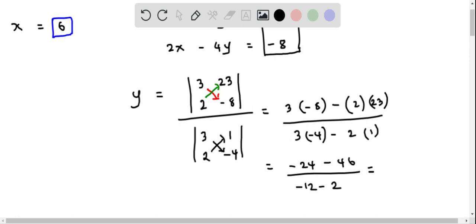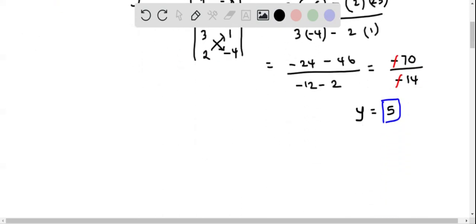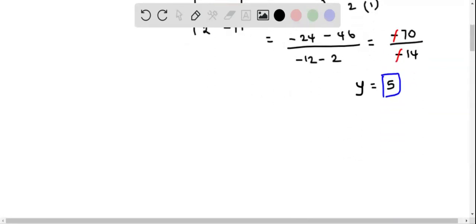And so this equals negative 70 over negative 12, negative 2 is negative 14. We can cancel these negatives. And so it is 70 over 14, which equals 5. And thus we have determined that y equals 5. This is the value of y. So therefore we have determined that the solution set is x equal to 6 and y equal to 5. That is x comma y equals, we can write this as a solution set, 6 comma 5.